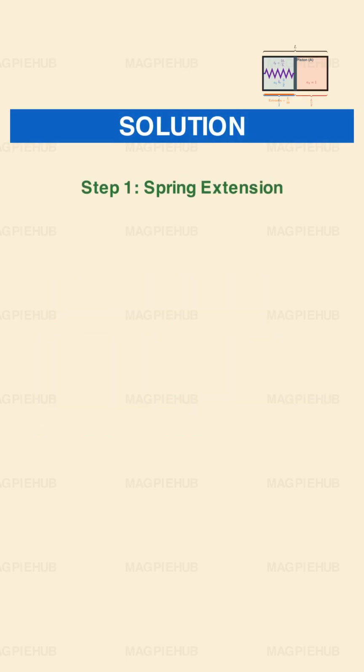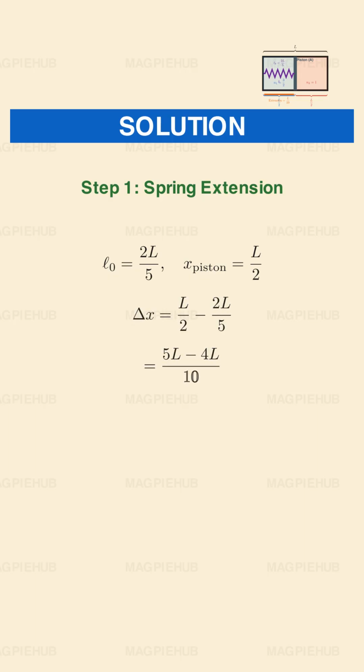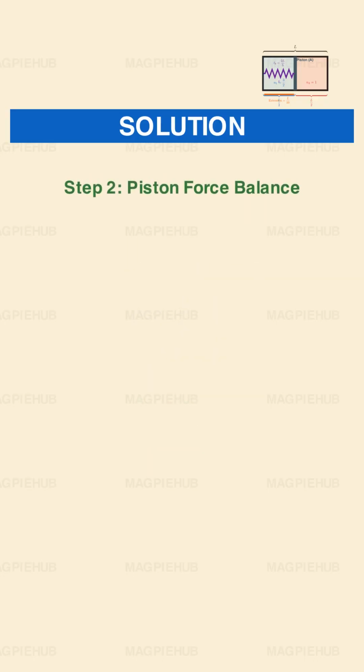First, finding the spring extension. The spring's natural length is 2L/5, and the piston is at L/2 from the left wall. So the extension delta x equals L/2 minus 2L/5, which is 5L/10 minus 4L/10, giving us L/10. Next, the force balance on the piston. The spring is stretched beyond its natural length, so it pulls the piston to the left.